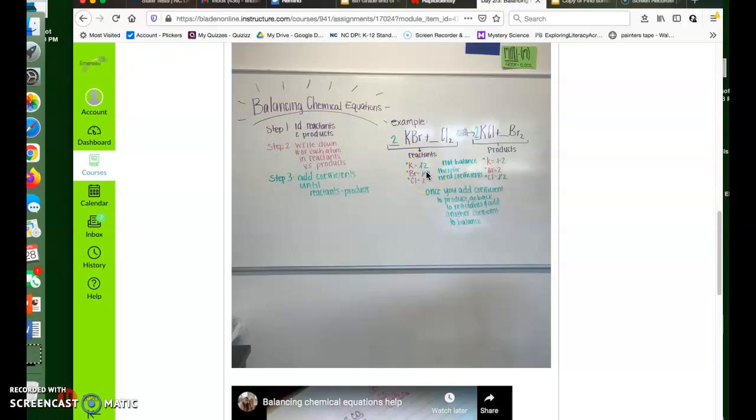So I now need to go over to the reactant side because my chlorine is fine, I don't want to touch it anymore, and I've got more bromine on this side, so I need to try to find a way to make more bromine on the reactant side. I can do this by adding a 2 coefficient right over here by potassium and bromine, and then what do you know, that changes this to having 2 potassiums and 2 bromines, and then we're all balanced.